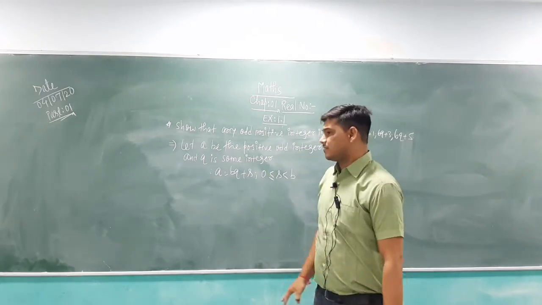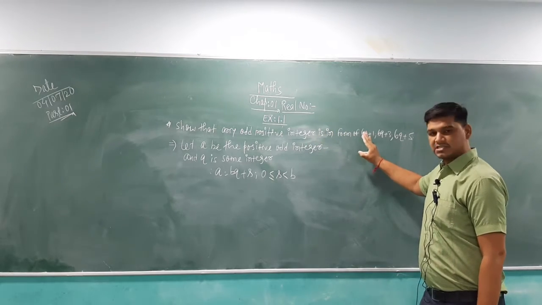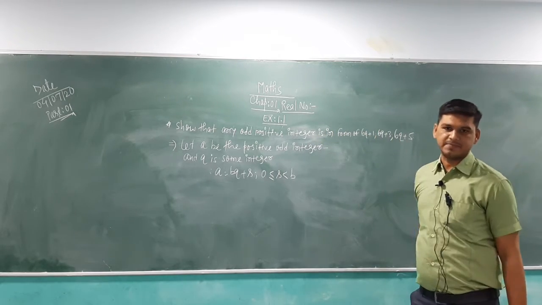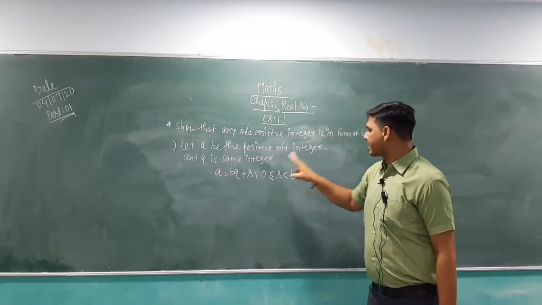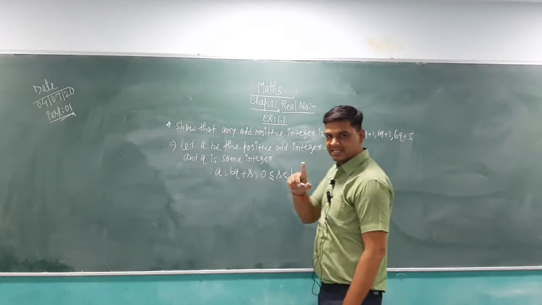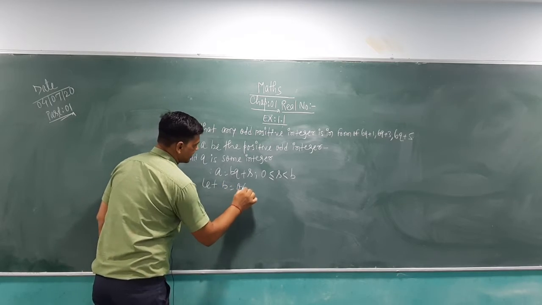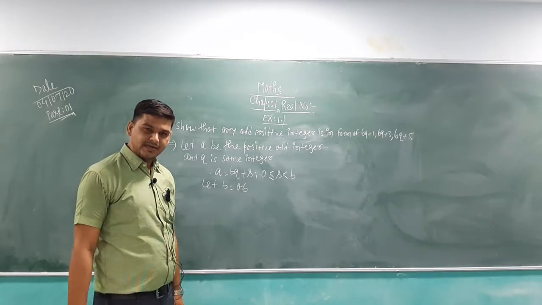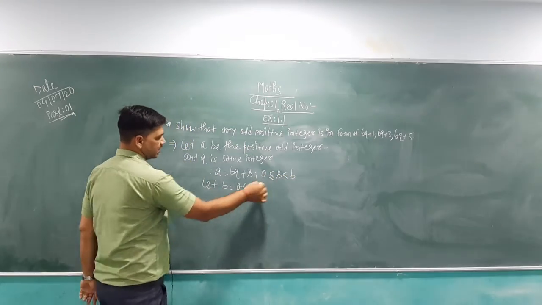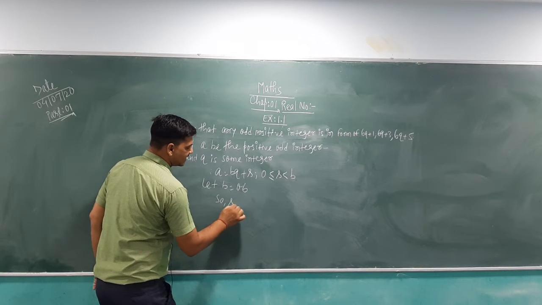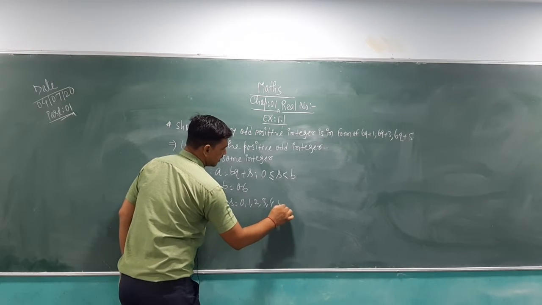But in the question, we have to prove that an odd integer is of the form 6q plus 1, 6q plus 3 and 6q plus 5. So if we compare bq with 6q, we have to take b is equal to 6. So let b be equal to 6. When b is equal to 6, what is the remainder? r is equal to 0, 1, 2, 3, 4 and 5.